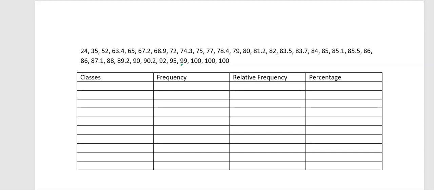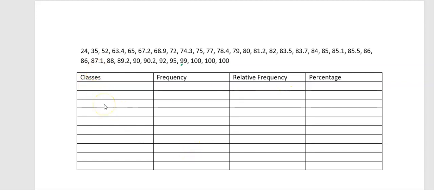Okay, so we're going to make a frequency table. What we've got to do is decide upon classes first, and then we're going to count how many are in that class, and that will be our frequency. I'm also going to talk about relative frequency and how relative frequency relates to percentage. We could do all of these in the same table.